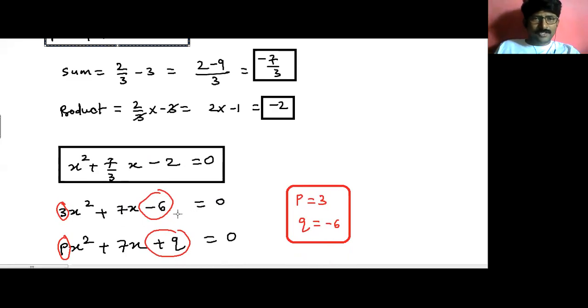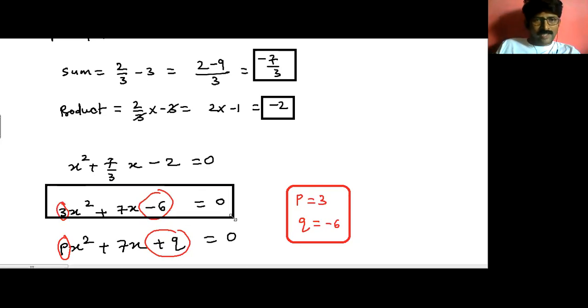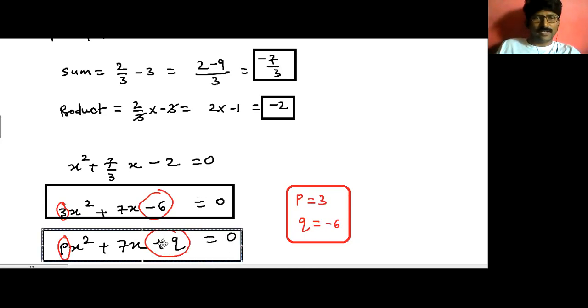And now, students, it's time to compare these equations. Now this equation can be compared with px square plus 7x plus q. These two equations can be compared. And when you compare them, you're going to get the coefficient of x square is 3 and the coefficient of x square is p. So the value of p is 3. And the value of q is minus 6.